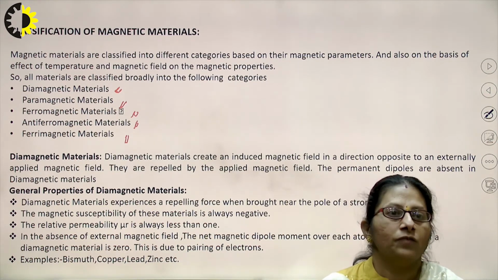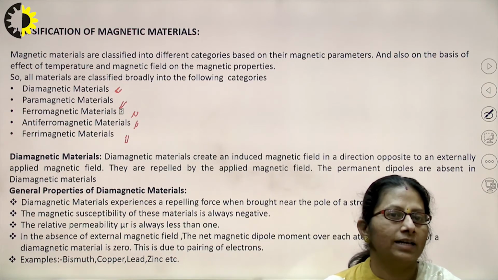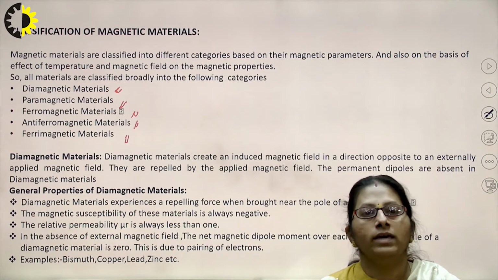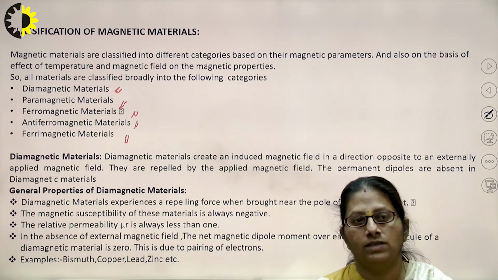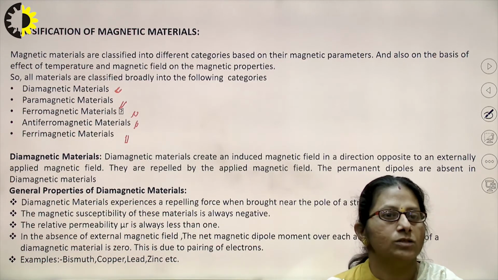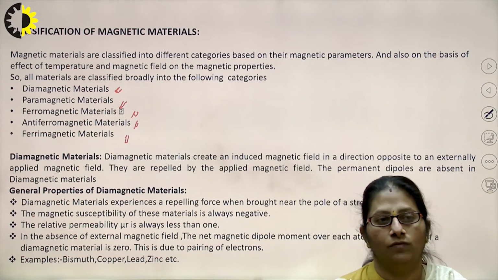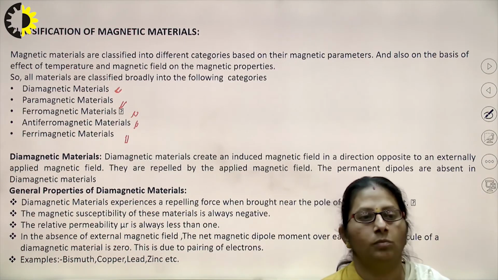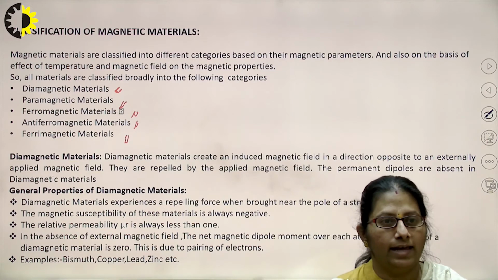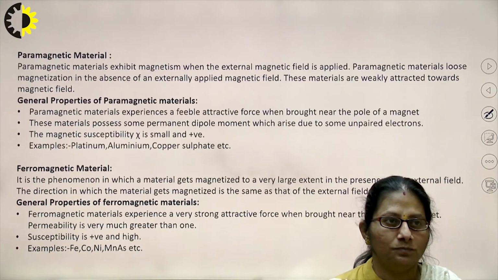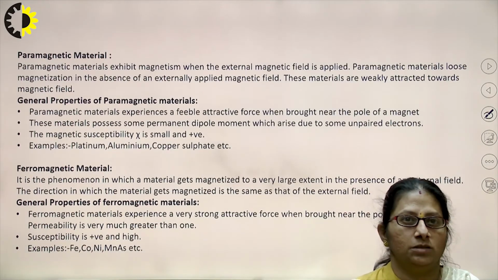In the absence of an external magnetic field, the net magnetic dipole moment over each atom or molecule of the diamagnetic material is 0. This is due to the pairing of the electrons. Examples of diamagnetic materials would be bismuth, copper, lead, zinc, etc.